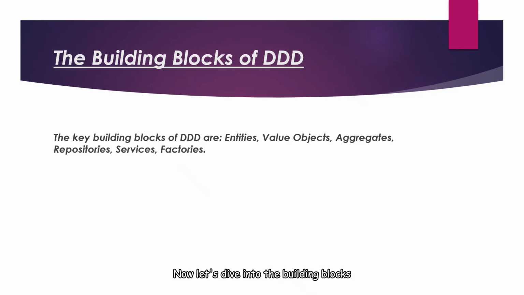Now let's dive into the building blocks of domain-driven design. These are the key concepts and elements that help structure a DDD-based system. The main building blocks include entities, value objects, aggregates, repositories, services, and factories.